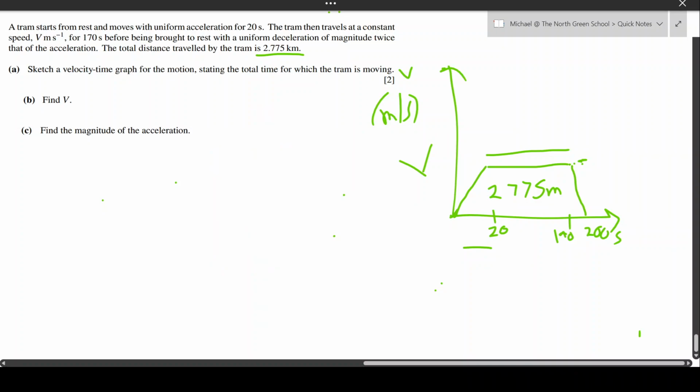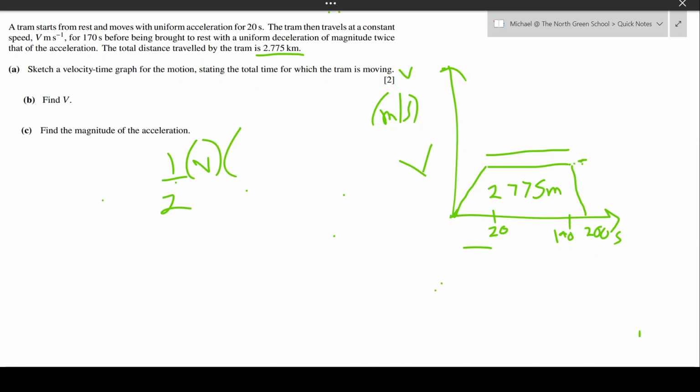Now we can actually find v using the formula. A half times the height, which is v, times the sum of the two parallel sides. One of the parallel sides is 170, the other parallel side is 200. This gives us the area of a trapezium, which is the area underneath this graph, and that is the same thing as the distance covered. So it should be 2,775 meters.